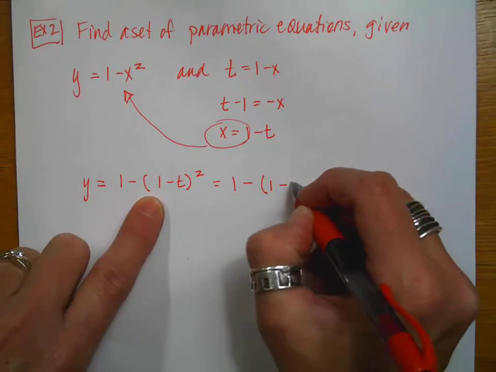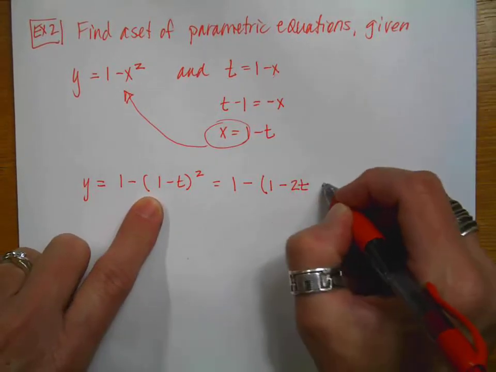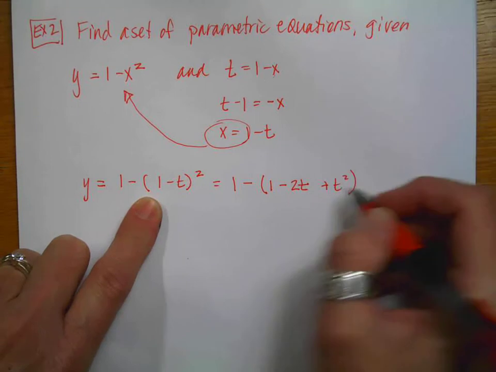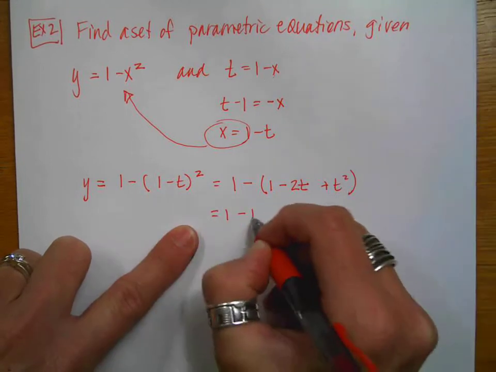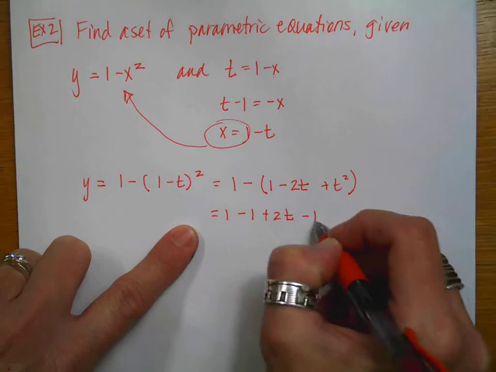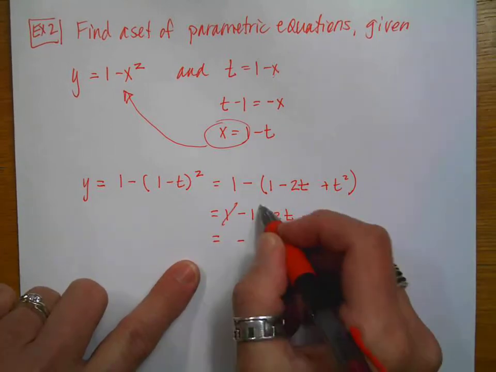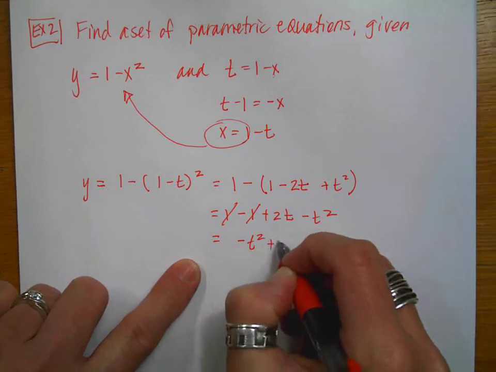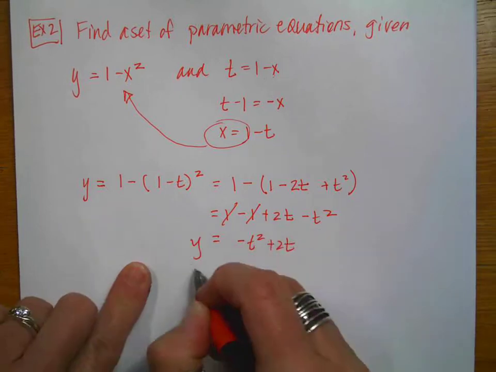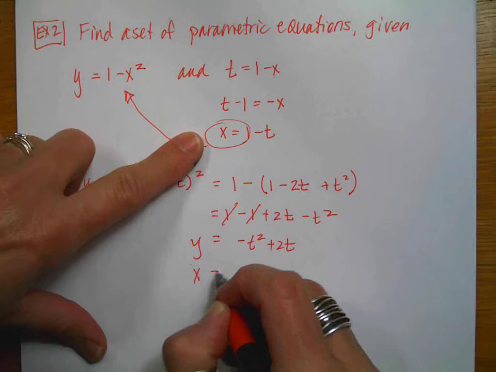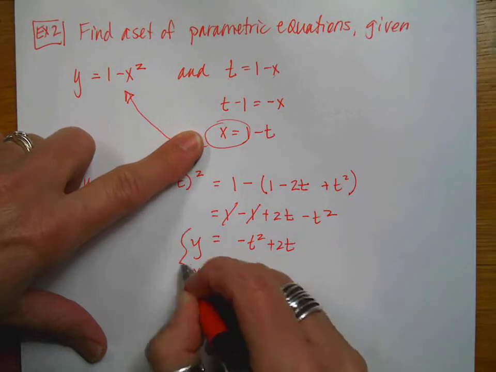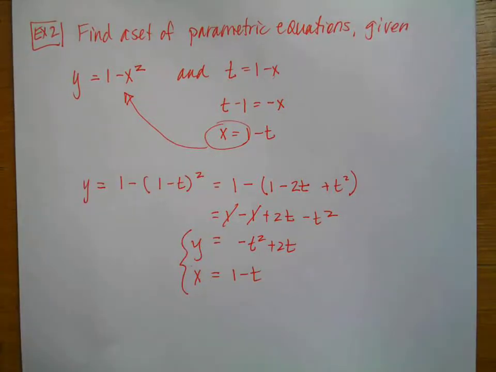So this is 1 minus, square the first term, multiply those two guys together and double it, plus t squared. So this is going to equal 1 minus 1 plus 2t minus t squared. So it's going to be a negative. Those guys cancel, negative t squared plus 2t. This is y. And then I'm going to write my x is equal to 1 minus t. And this is my set of parametric equations.